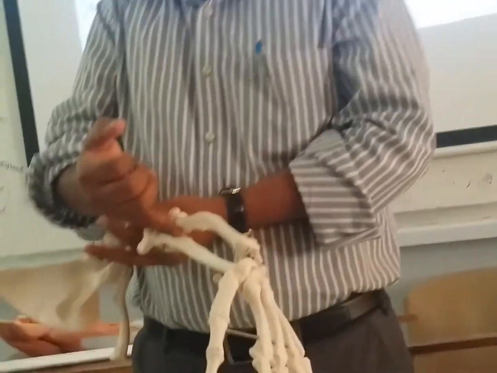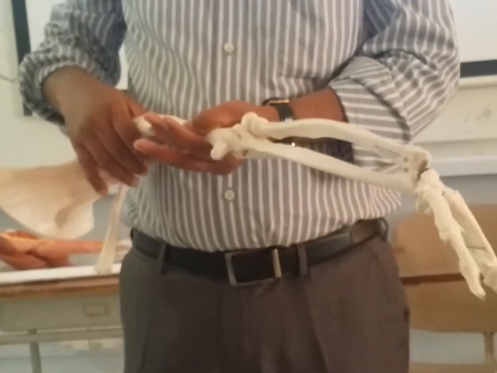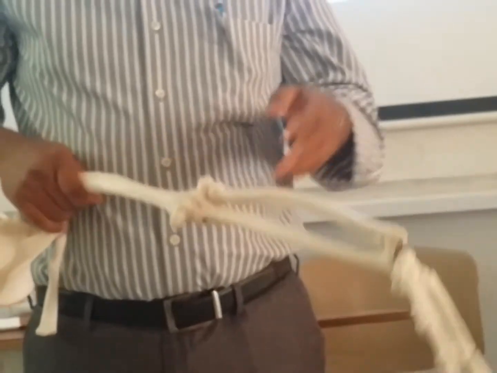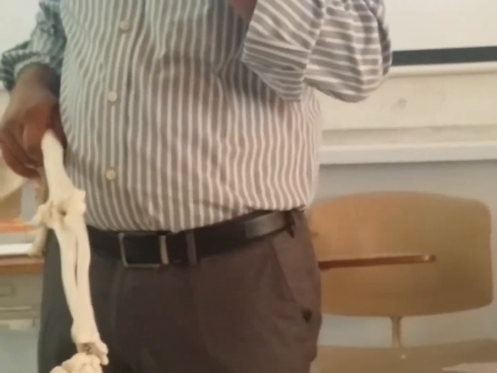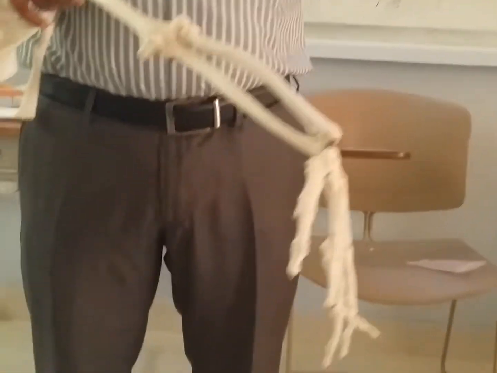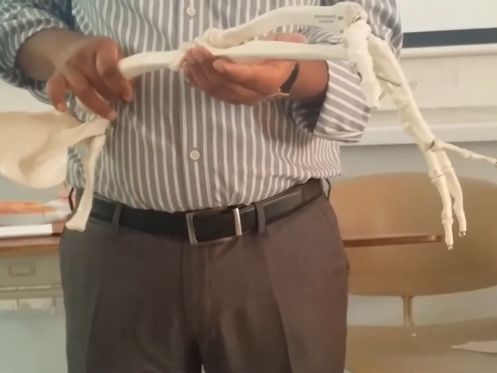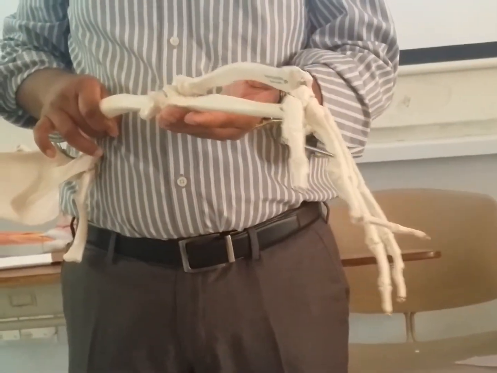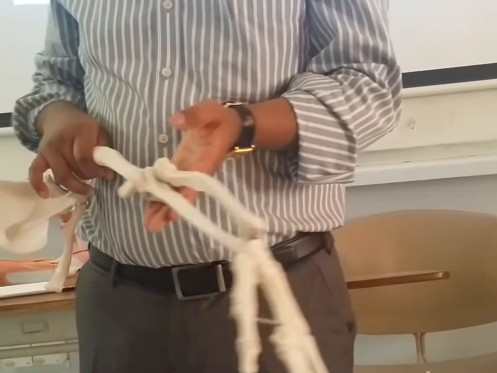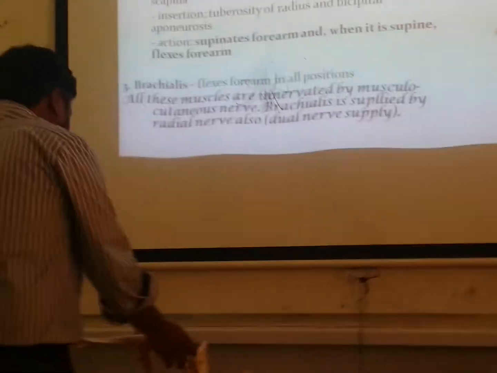Radial tuberosity. Okay, clear? So what is the insertion of the biceps? The posterior surface of the radial tuberosity of the radius, and the aponeurosis to the posterior border of the ulna. That is the insertion of the biceps brachii. Am I clear? So it has two origins and one insertion? Insertions, I said, again two.